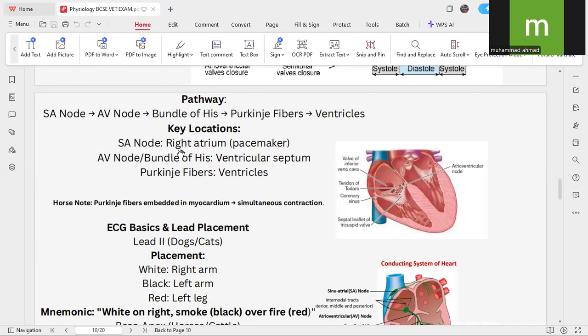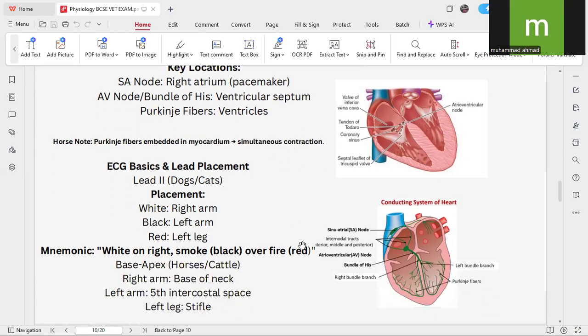Key locations: the SA node is in the right atrium, the pacemaker. AV node, bundle of His in the ventricular septum, Purkinje fibers in the ventricles. In horses, Purkinje fibers are embedded in the myocardium, so they simultaneously give contraction to the heart muscles.